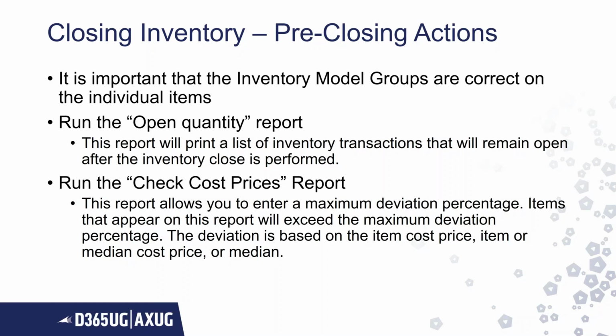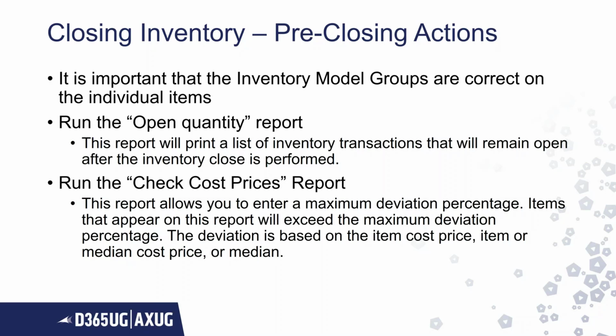The next is the check cost prices. And what this allows you to do is set a maximum deviation, and that maximum deviation can then be compared against item cost price, which is the one I usually use. And this is why I'm also suggesting to you that if you're not using a standard cost type of inventory, you should always have an item cost price, or what's also called a plan cost, because that allows you to compare transactions against that.